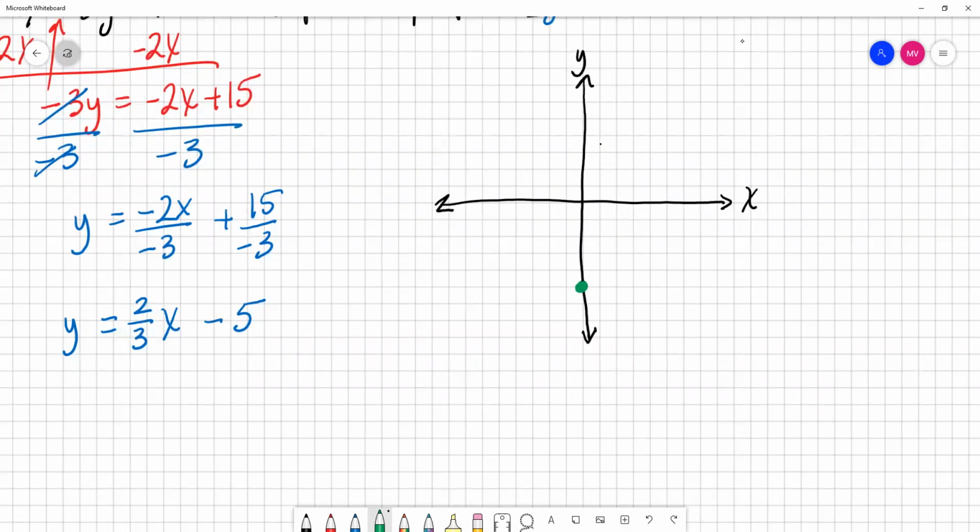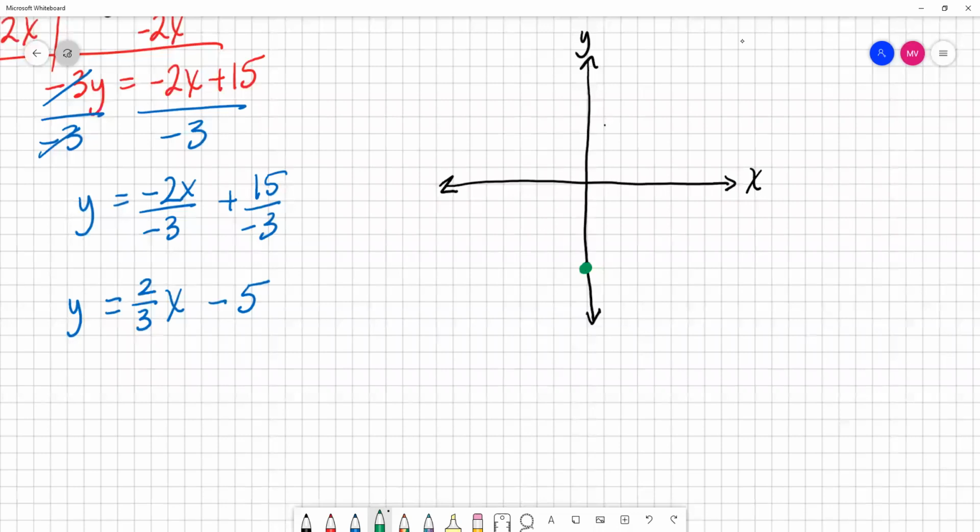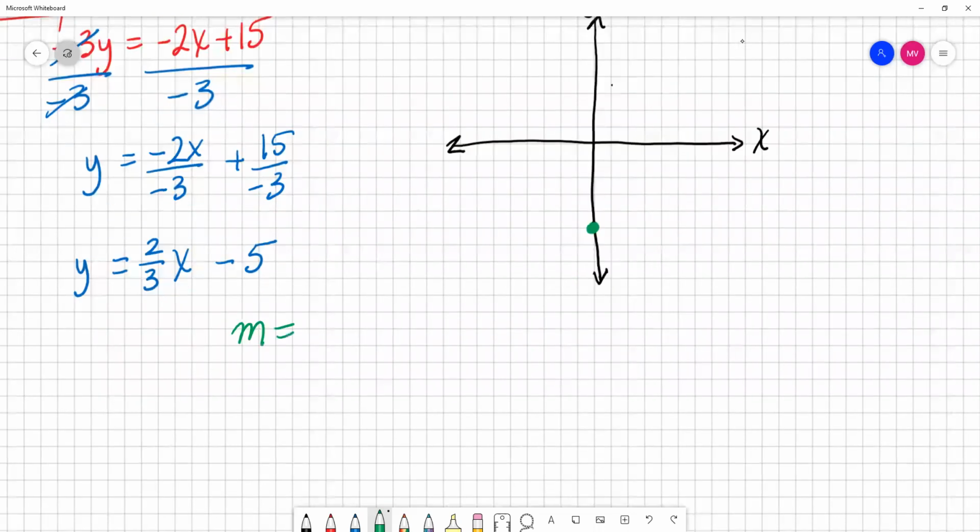So how do you use your slope to find another convenient coordinate to create your line from? What is our slope? Let me make sure Andrew's got this. So how do we say, what is slope? Rise over run.